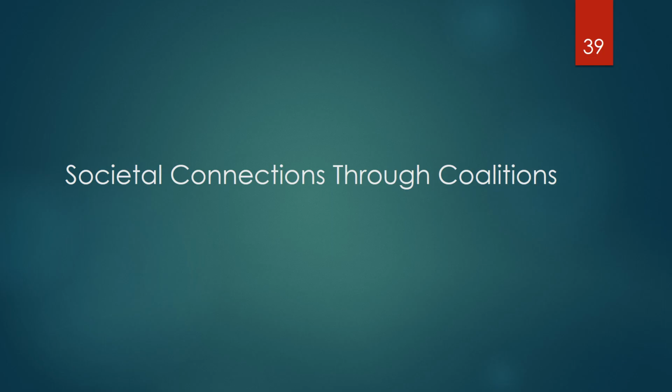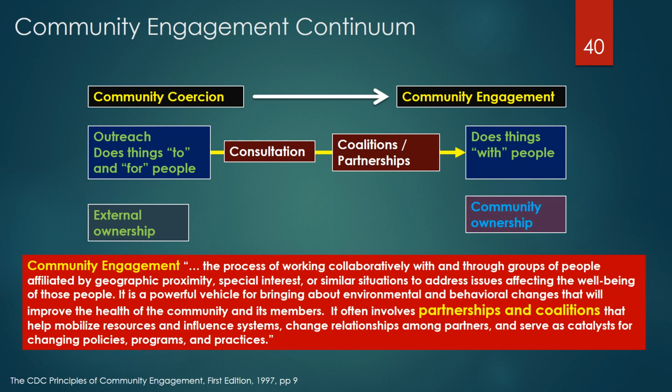Let's discuss societal connections through coalitions for a few minutes. This slide reviews what I call the community engagement continuum. Community coercion is located at the left of the slide. This is where things are done to and for people. Community engagement is on the right side of the slide. This is where things are done with people. In between, we find consultations and building of partnerships and coalitions. The closer a program gets to the right side of the chart, the more community ownership and true engagement.